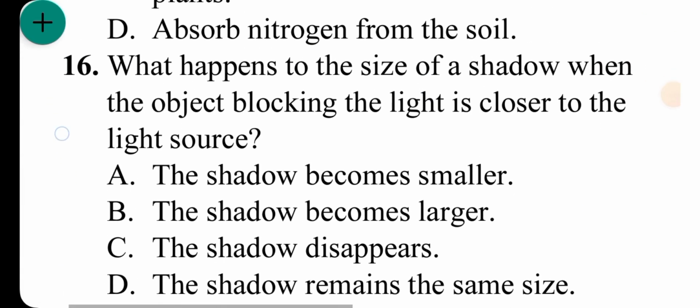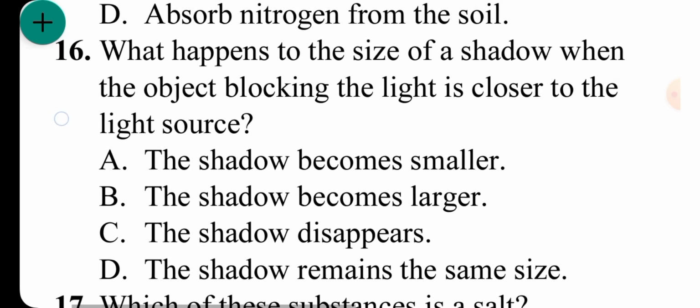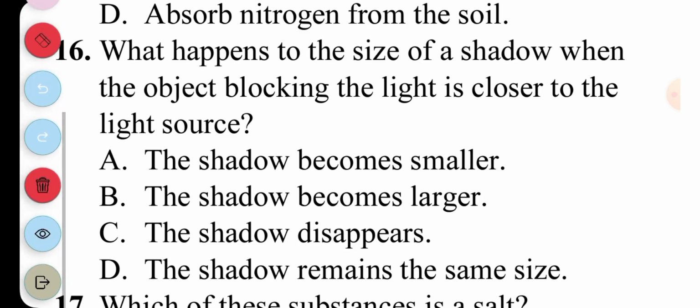So question 16: what happens to the size of a shadow when the object blocking the light is closer to the light source? A, the shadow becomes smaller. B, the shadow becomes larger. C, the shadow disappears. D, the shadow remains the same size. And looking at it, the answer is A.